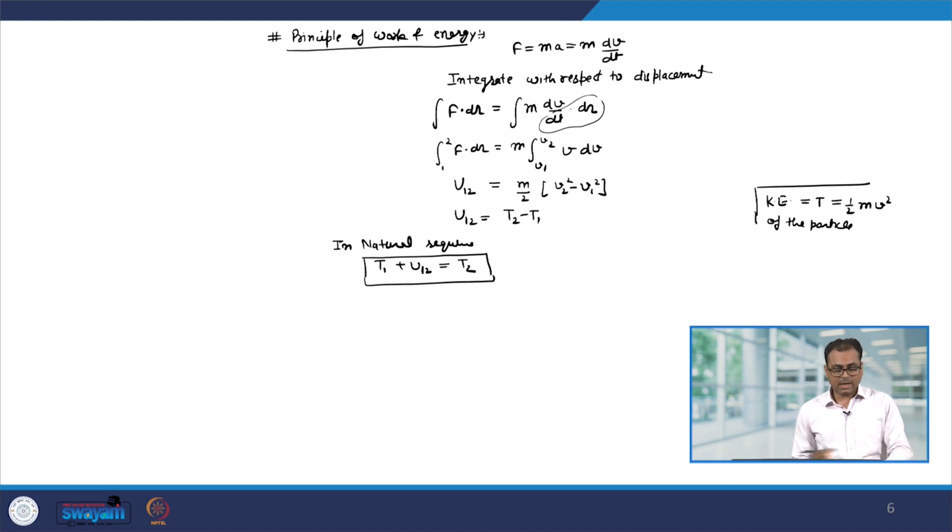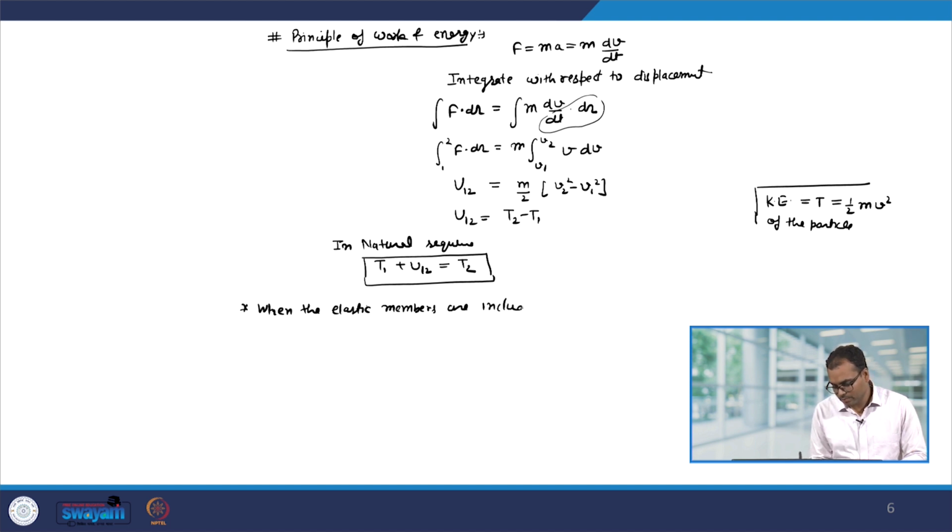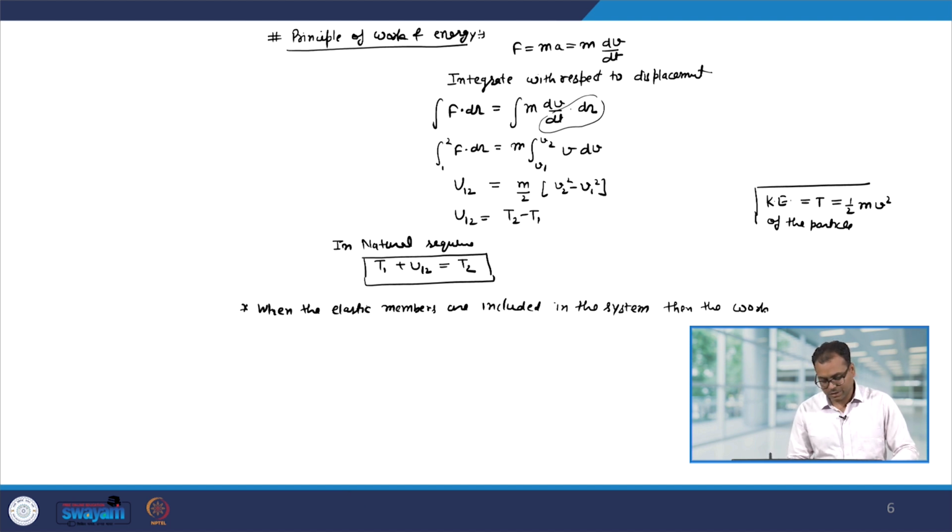Let us say there are elastic members which are included in the system. When the elastic members are included in the system, then the work energy equation can be written as T1 plus V1 plus U12 equal to T2 plus V2.